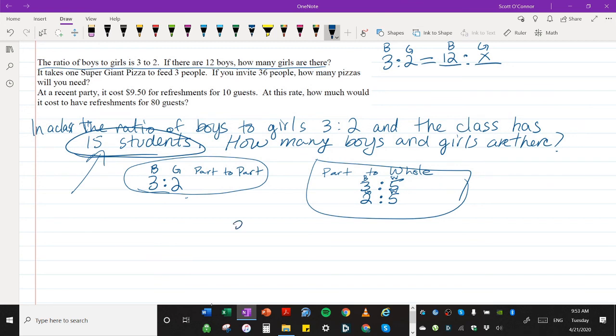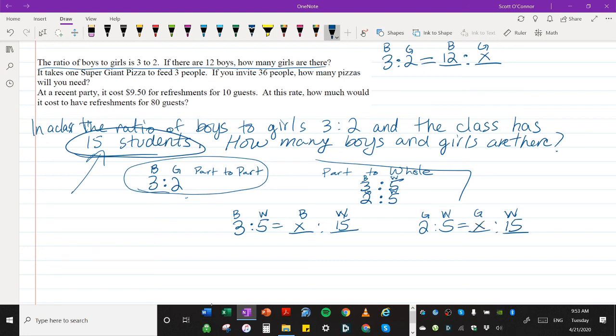So for example, now I could write 3 to 5, boys to whole, is equal to blank colon blank, boys to whole, and I can substitute in now 15 and solve for how many boys are in the class. Same thing with the girls: 2 to 5, girls to whole, equals blank colon blank, girls to whole. The real whole is 15, and then I could solve for x. Okay, so it's very, very important that you're able to do this kind of question, as it will definitely come up in the future.